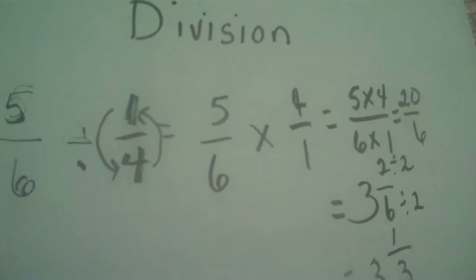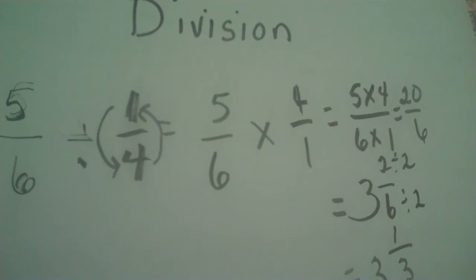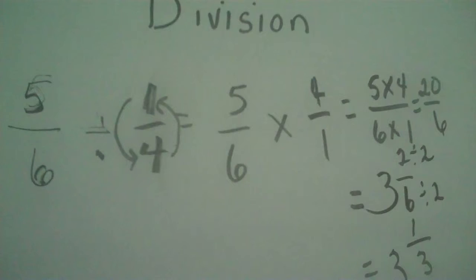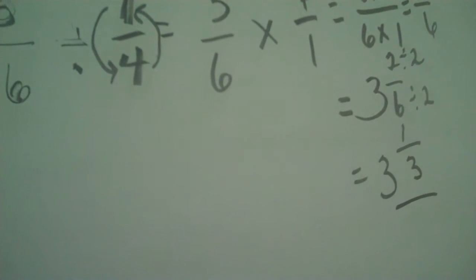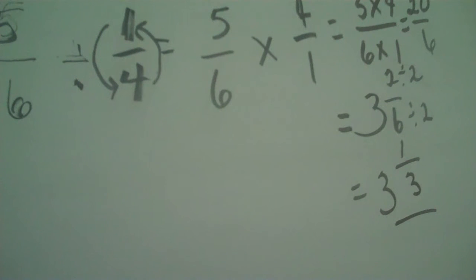So we divide 6 into 20, and it goes 3 times. 3 times 6 is 18, so we have 2 left over. 3 and 2/6 can be reduced further because both 2 and 6 can be divided by 2. So we do that. 2 goes into 2 one time, 2 goes into 6 3 times. So our answer is 3 1/3.